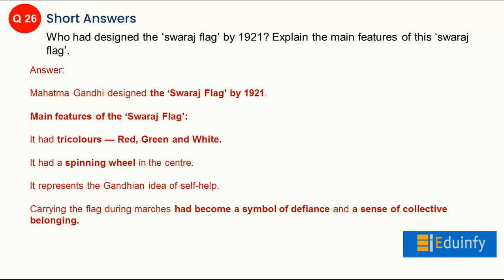Who had designed the Swaraj flag in 1921? Explain the main features of the Swaraj flag. Mahatma Gandhi designed the Swaraj flag by 1921. Main features were it had tricolors red, green and white. It had a spinning wheel in the center. It represents the Gandhian idea of self-help. Carrying the flag during marches had become a symbol of defiance and a sense of collective belonging.